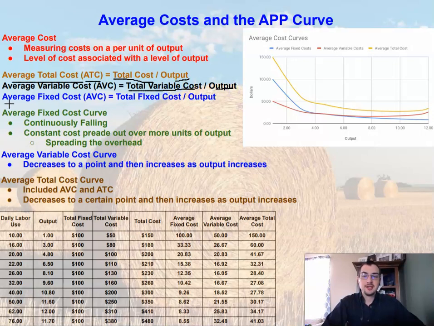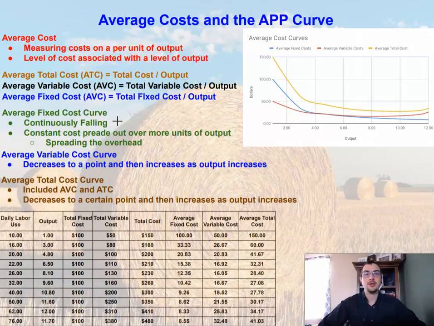And if we want to calculate average fixed cost, or AFC, I've got the wrong letter in there, but that should be an F right there. If we're going to calculate AFC, we're going to take total fixed cost divided by output. So basically what we're going to do is take these totals, total cost, total variable cost, total fixed cost, and simply divide them by output. And that's going to give us our averages.